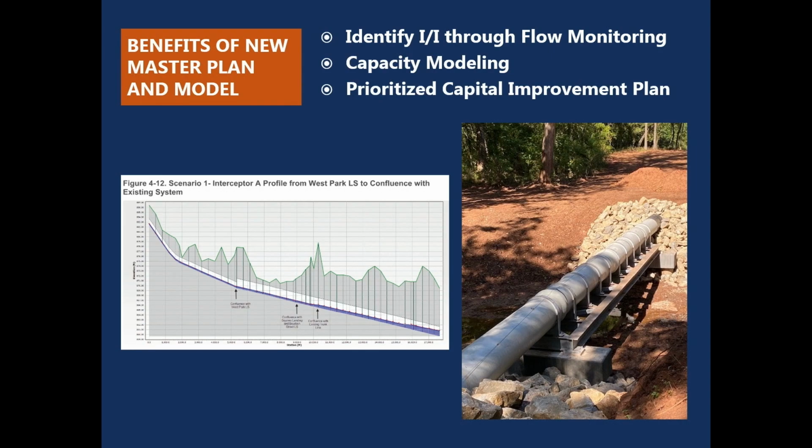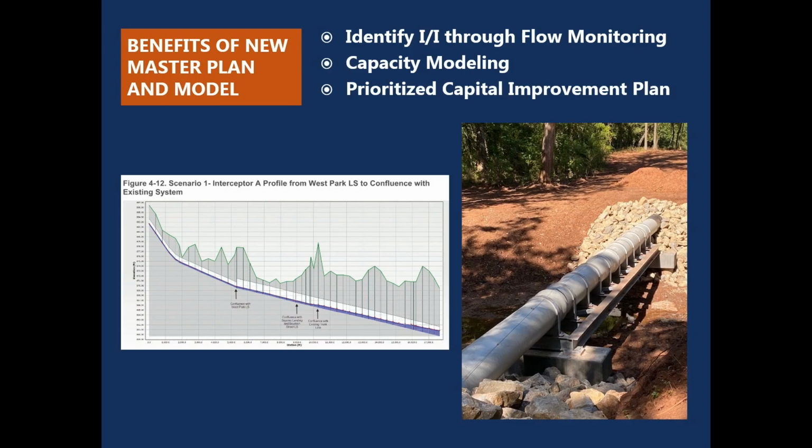And then also a prioritized capital improvement plan will be part of this master plan. We have a capital improvement plan, but this project actually could identify new activities that we need to do to address I&I, or maybe identify areas where we need to do capacity enhancements that we don't know about. So we'll incorporate those into our plan.